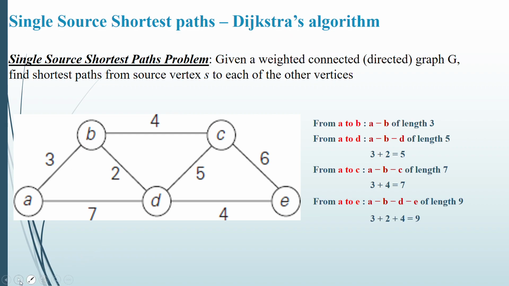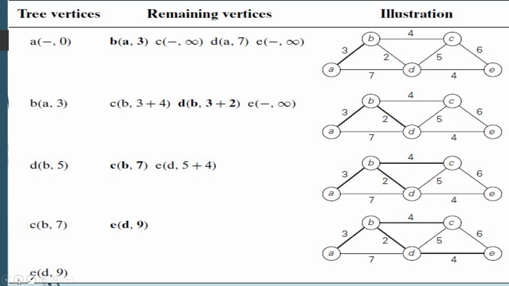Next, let's see the principle of Dijkstra's algorithm. I'll take the same example and find the solution now. Shortest path problem solution using Dijkstra's algorithm. To get the solution using the Dijkstra principle, how does it work? First, once again, you have to make 3 columns, and the column captions are as follows. The first column caption is tree vertices. The next one is remaining vertices, and the next one is illustration.